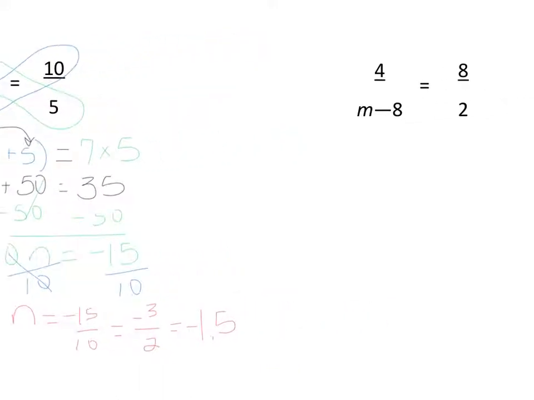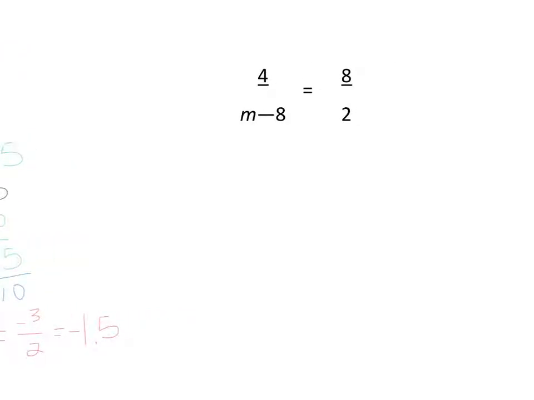Now let's take a look at the second one. 4 over m minus 8 equals 8 over 2. So under normal circumstances, you might be able to say, hey, I notice there's a relationship to get from left to right. But when you have that constant with that variable, it doesn't make it quite as easy. So go ahead and continue with the cross multiplying process. So we are saying 8 times m minus 8. And we are saying 4 times 2.